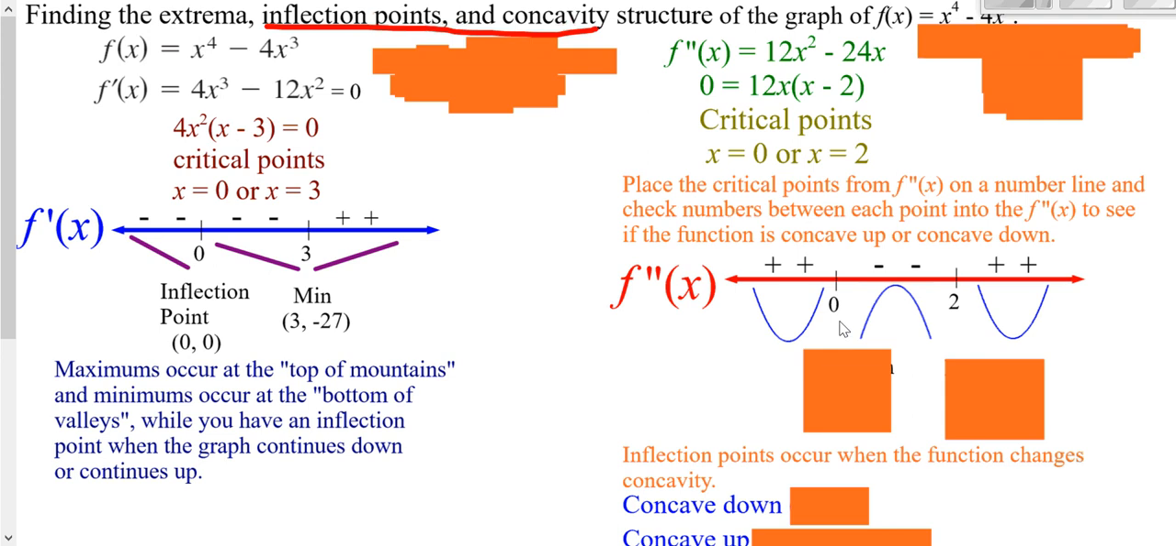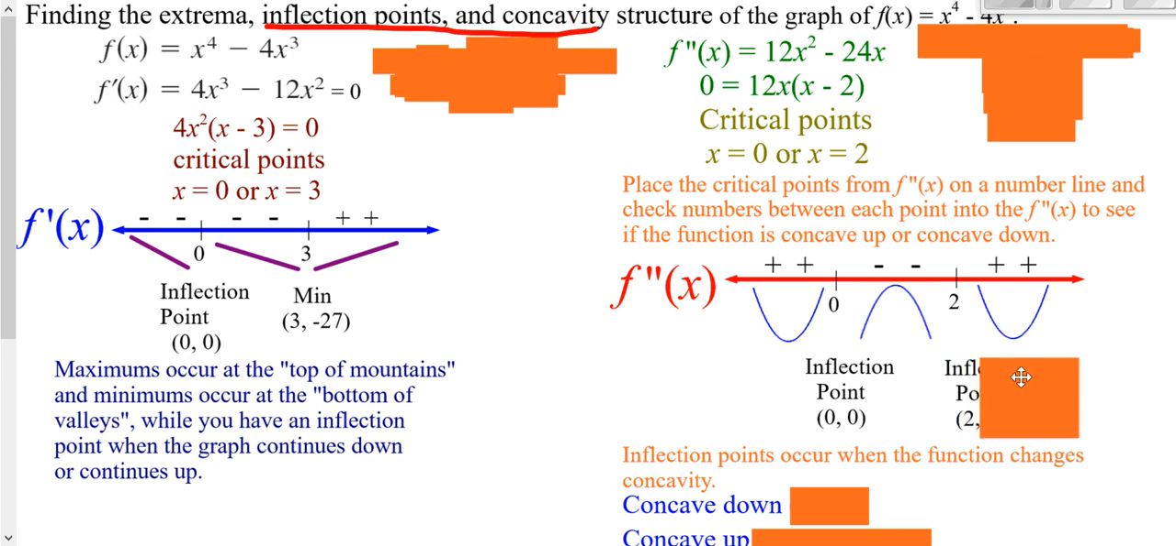So we have an inflection point here at 0, which we knew from our first derivative over here on the left. So we plug in 0, because that's our x, plug it into your original function, you can always find your y. But we know we have a second inflection point because we're switching from concave down to concave up. So for the inflection point being x equals 2, plug that into your original function to find the y value.